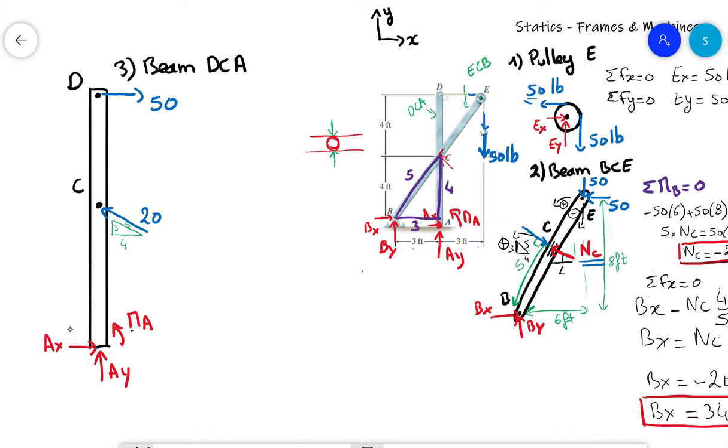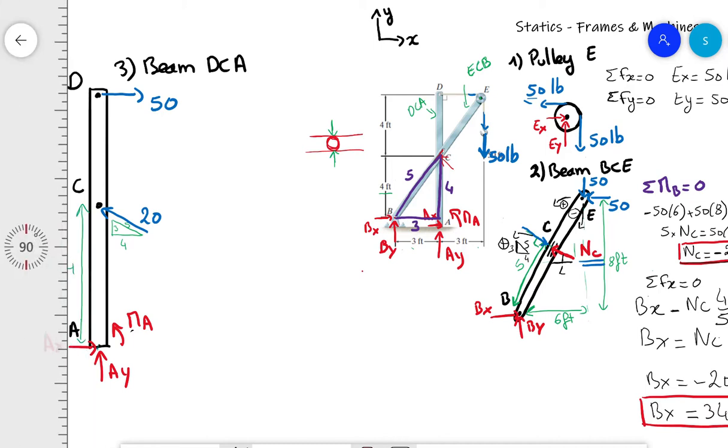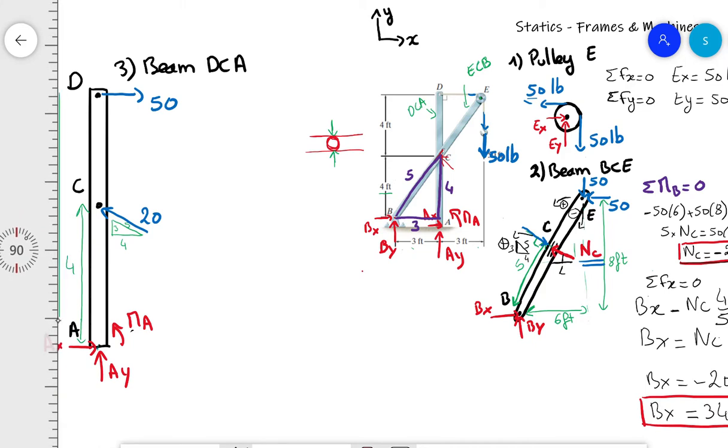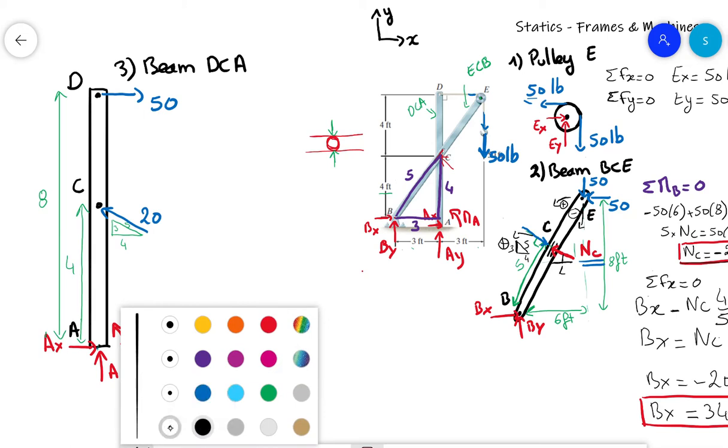So let me draw this point A there. We need the dimensions from A to C, this one, that is 4, and the dimension from D to A, that is 8, for the 50 tension force there. So let's do first the moment about A.